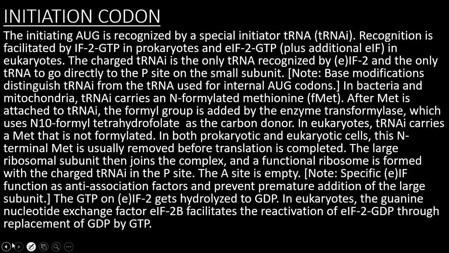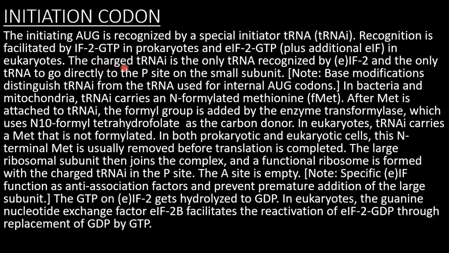Now, the initiating codon. If you have looked at the other video, you must have an idea. Now, the initiating AUG is recognized by a special initiator transfer RNA. So, a special initiator transfer RNA. Recognition is facilitated by initiation factor 2, which is linked to GTP, and in eukaryotes, eukaryotic initiation factor 2 linked to GTP plus additional eukaryotic initiation factors.